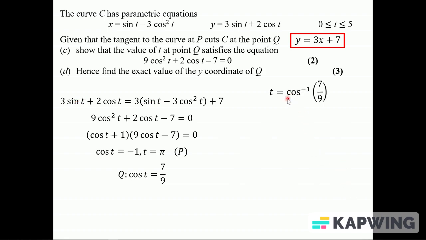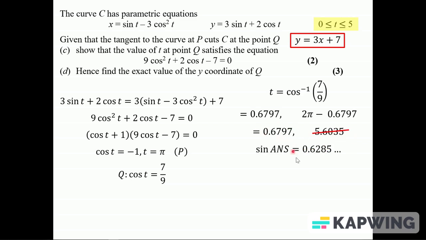If you did it on the calculator, from this, t is cos to the -1 of 7 over 9. We need the sine of t as well. So when you do cos to the -1, you get this, but it could also be 2 pi minus it because it's cos. This gives you 5.6, and it told us in the question that t was in between 0 and 5, so it's not that one. It's this value. And then you can do the sine of the answer, which is 0.6285.